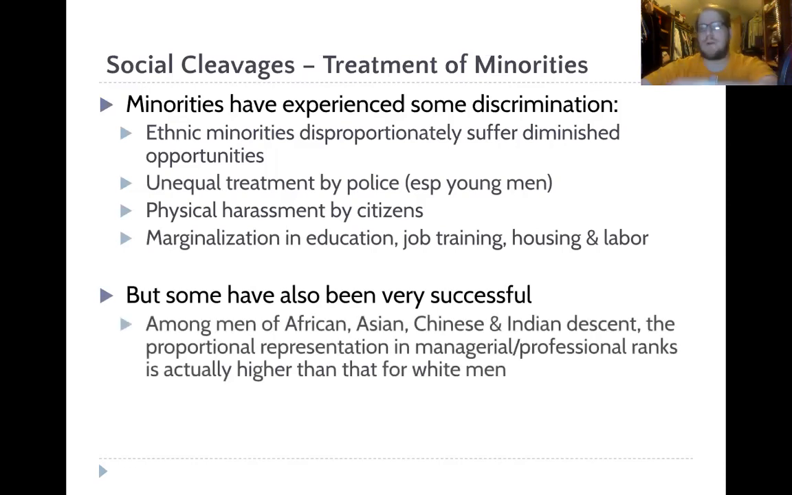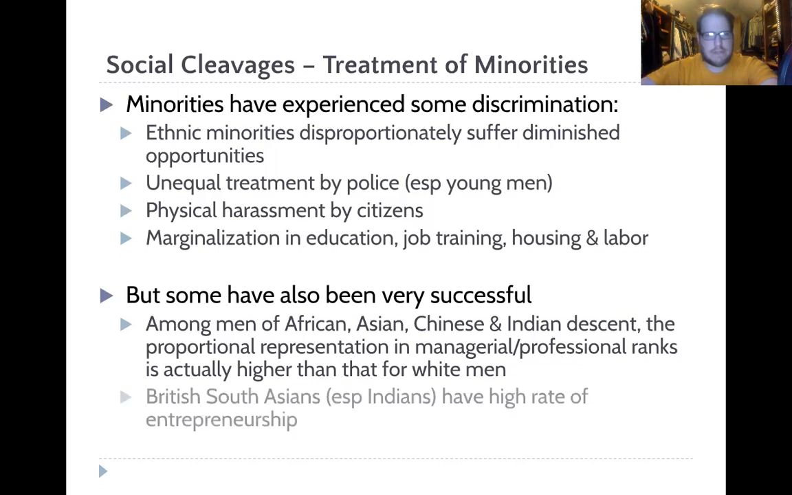But you are also starting to see ethnic minorities break through a racial barrier or some kind of artificially imposed racial glass ceiling, because you're seeing folks of all kinds of descent radically increase their representation in managerial or professional ranks relative to white male Britons. So it's hit and miss in terms of how oppressed minorities are in the United Kingdom any given decade.